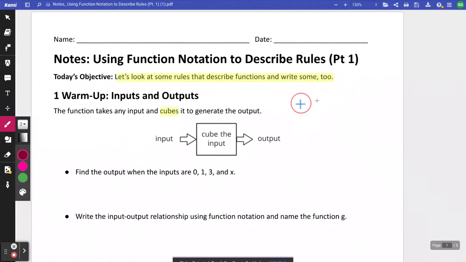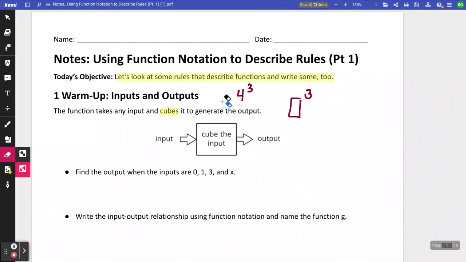Remember, cubing something means that the exponent is a 3. So for example, if I write this, that means 4 cubed. So it's describing an exponent. The function is using that exponent of 3.